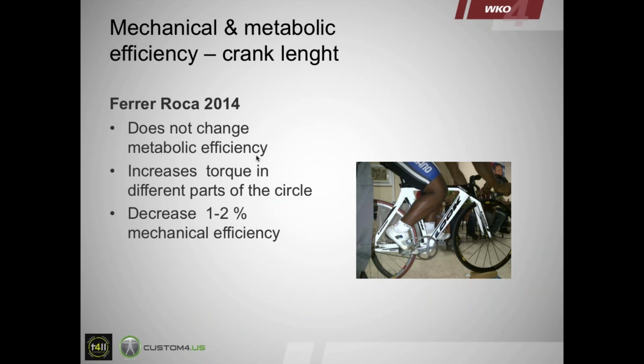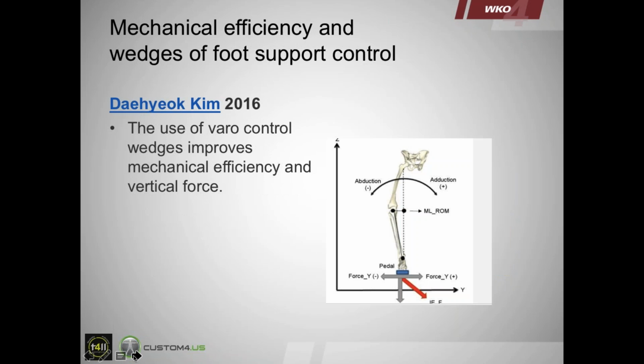Another topic that is very common, and most cyclists have some doubts about, is whether changing the crank length affects the mechanical efficiency. This study by Roca in 2014 explained that changing the crank doesn't change the metabolic efficiency, but increases the torque in different parts of the pedal stroke. But the average torque is the same, only the peaks change. At the same time, this irregular distribution of the torque decreases the mechanical efficiency by 1 to 2%. So normally, changing the crank length doesn't affect the metabolic efficiency.